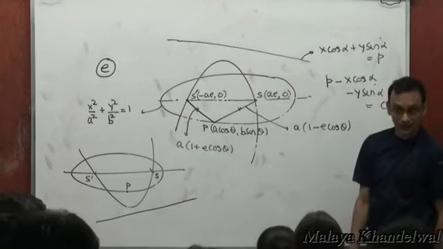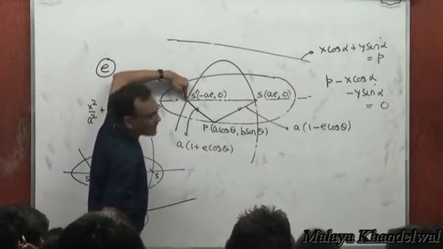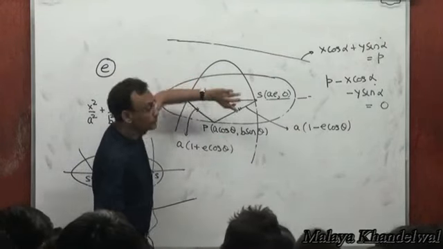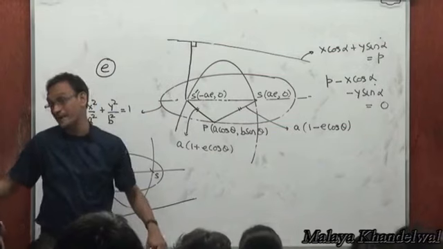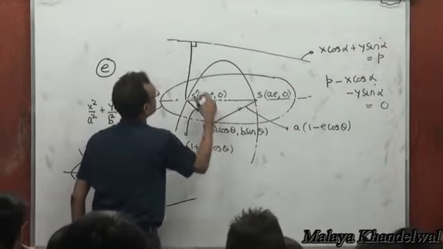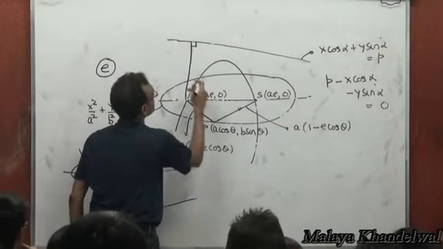Now, S prime is a point on the parabola and P is its focus. For the parabola, forget the ellipse now. Do you realize that the distance of S prime from the directrix will be equal to the distance of S prime from the focus? That's how a parabola is constructed. So if this is a into 1 plus e cos theta, this will also be a into 1 plus e cos theta. Yes or no?